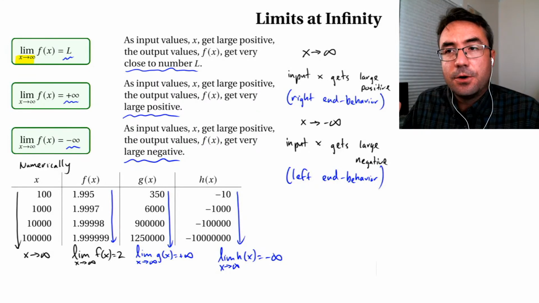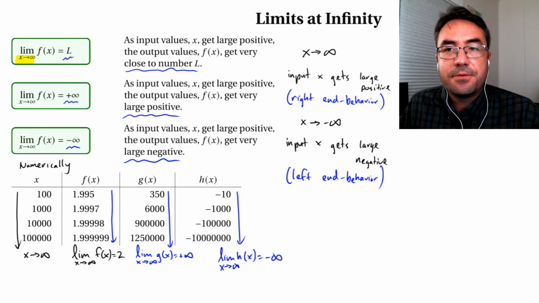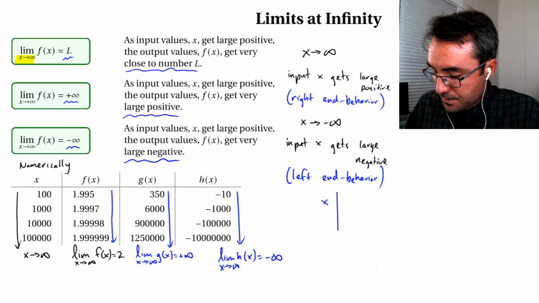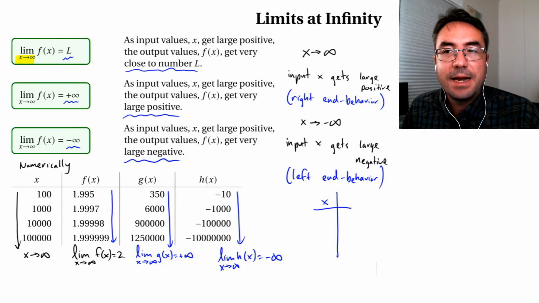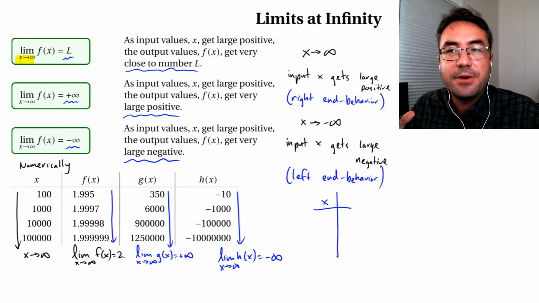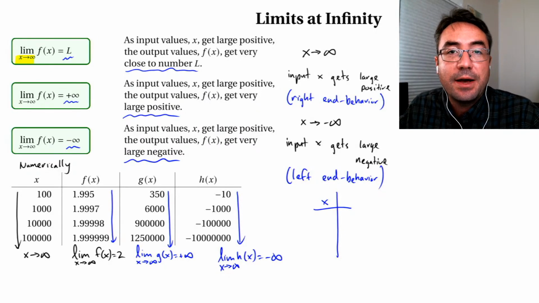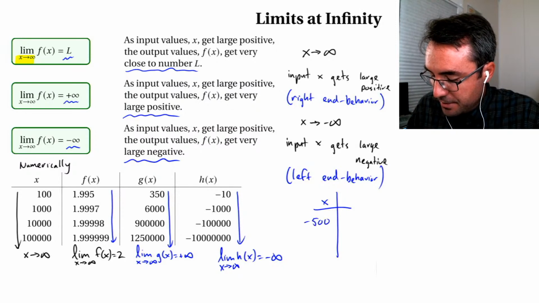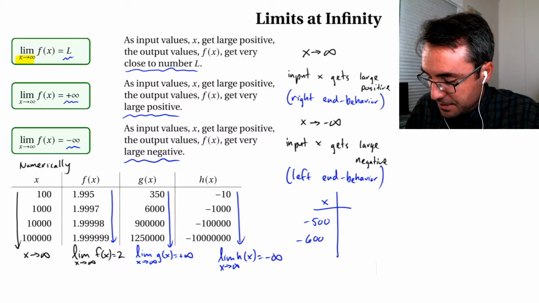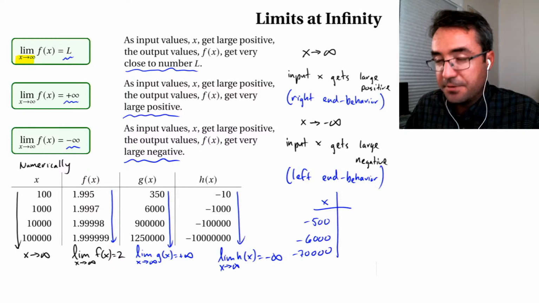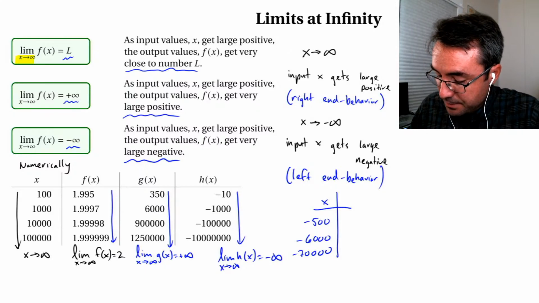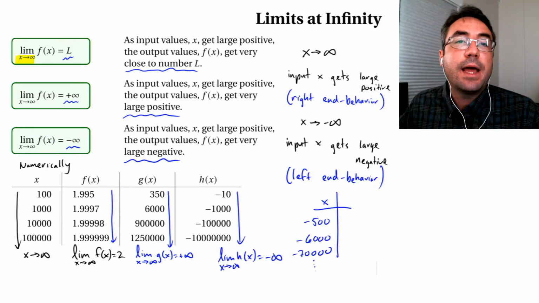All right, so numerically, what does it look like for x approaching minus infinity? Well, on your table, if you were to think about that numerically, you would just be plugging in input values that are larger and larger negative. So maybe you do minus 500, then maybe minus 6,000, maybe minus 70,000. You can pick anything as long as the values are getting larger and larger negative, and you see what happens to your function.